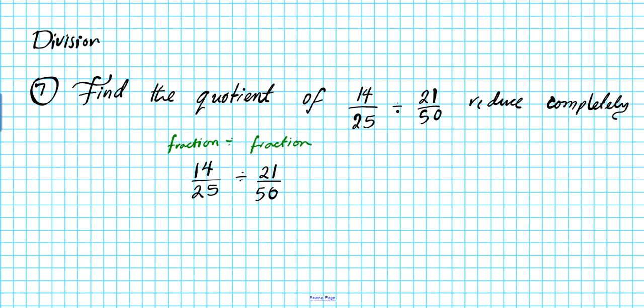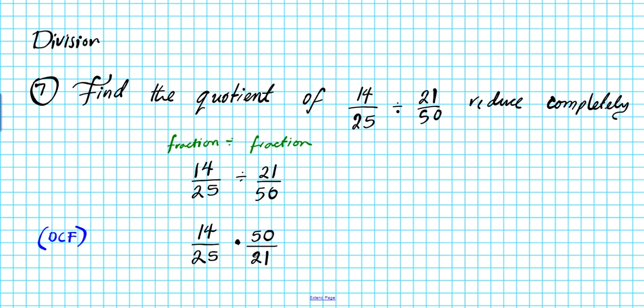Now, what we want to do is rewrite this as a multiplication problem. So what do we do? We DCF: drop, change, flip. You drop the dividend, 14 over 25. You change your division to a times, and then you reciprocate or flip your divisor, interchanging the numerator and the denominator to yield 50 over 21. To divide is equivalent to multiplying by the reciprocal.